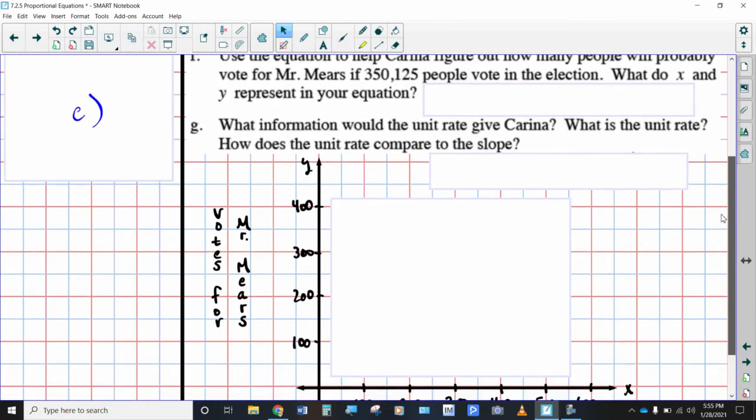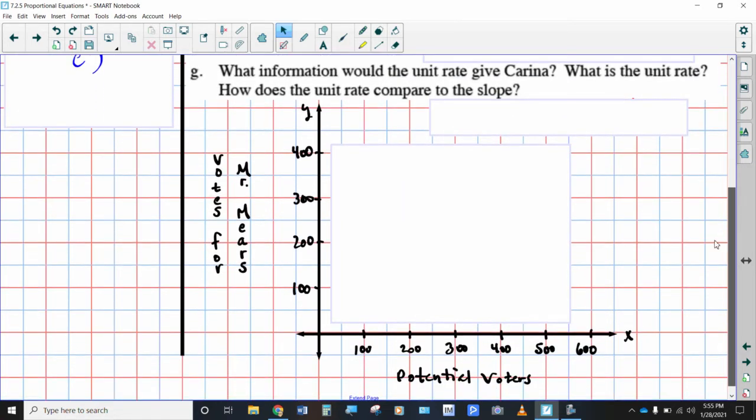So let's go ahead and take that data, set up this as your graph, where the number of potential voters is your independent variable, and the number of people that vote for Mr. Mears would be dependent, okay? That's important to understand which one is X and which one is Y here. How many people are going to vote for Mr. Mears? Well, it depends. How many total voters are we talking about? Because he's going to get 68% of the vote.